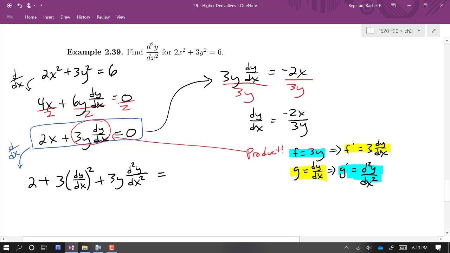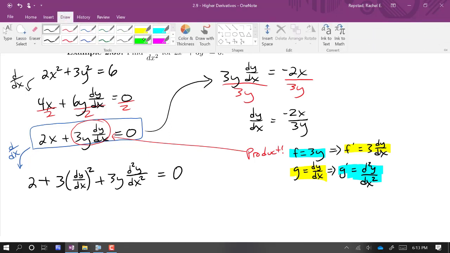And then on the other side, the derivative of 0 is still 0. So here we have this equation. You'll notice that the second derivative is in this equation, and we want to solve for it. But if our original equation can be expressed just in terms of x and y, and the first derivative can be expressed just in terms of x and y, then when we find the second derivative, it should be able to be expressed just in terms of x and y, meaning not in terms of x and y and dy dx.